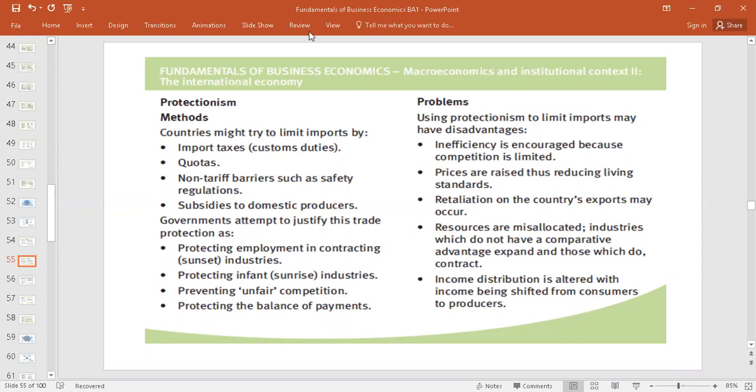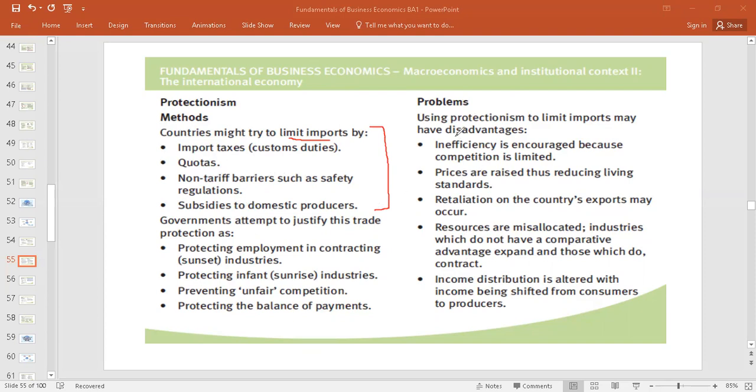So when there are restrictions on limiting of imports, these are the consequences, the problems that arise. When import taxes are increased to discourage imports, there are quotas laid out as to how much can be imported, and non-tariff barriers such as safety regulations. The intention is to limit the import so that the domestic players can be protected. That is protectionism.